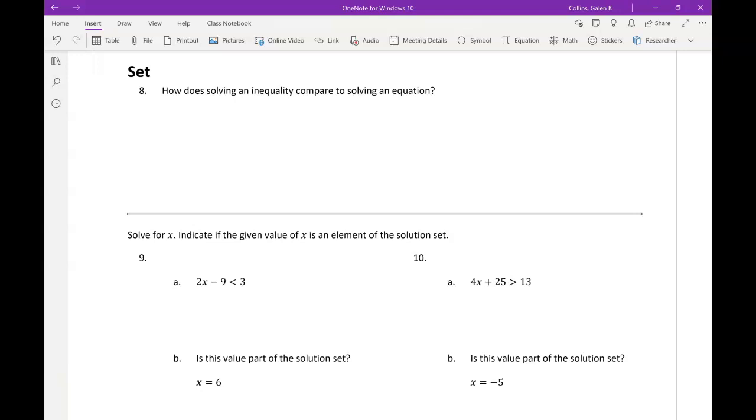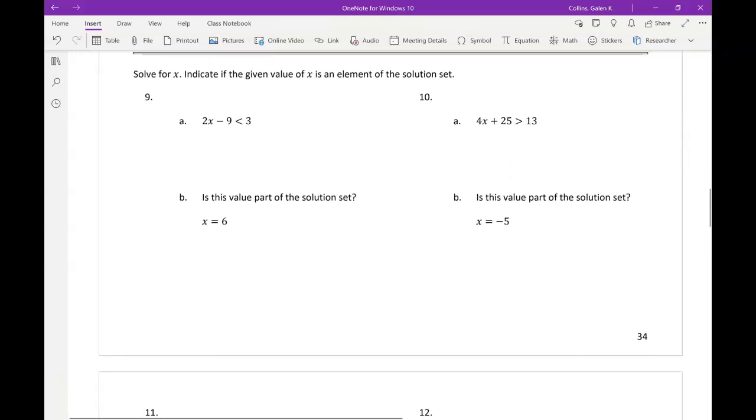All right, so in question 8, how does solving an inequality compare to solving an equation? And you could answer this in your own words, however you wish. But honestly, remember the steps are the same. There's something important that happens when we multiply or divide by a negative. And if you are taking my advice that I strongly encourage you to take, we really solve an inequality by turning it into an equation, solving the equation, and then testing our solution on a number line. Okay, so I will model that in this video.